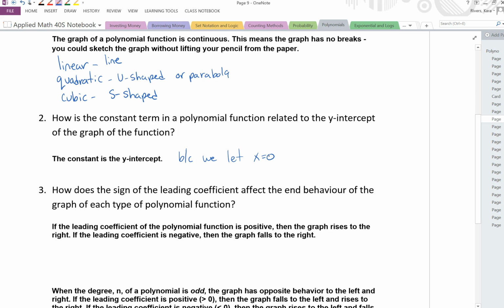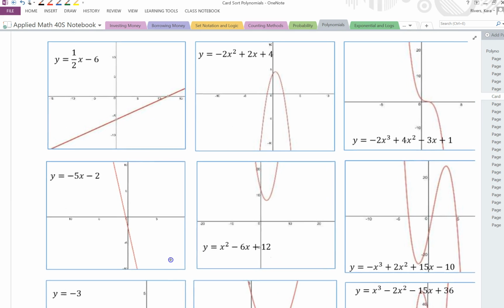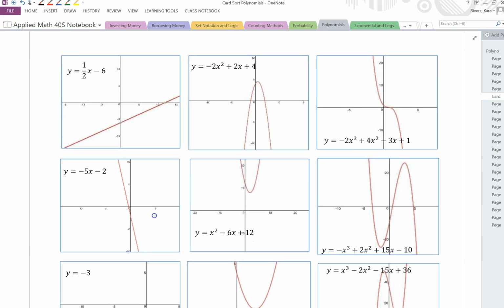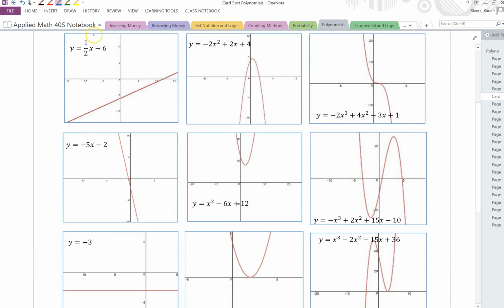Now it says for number 3, how does the sign of the leading coefficient affect the end behavior of the graph? Well, end behavior, remember, is how the graph rises or falls, and what quadrant it's starting in and what quadrant it ends in. So let's go back and look at our page here. The leading coefficient is the coefficient in front of the variable that determines what degree this is. For our linear graphs, we're just going to look at graphs 1 and 2 because graph 3 is a constant. If we look at this one, our leading coefficient is 1/2. This one is -5.